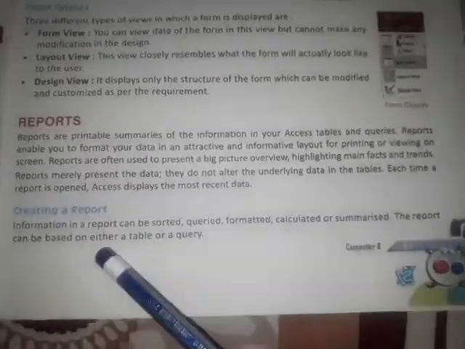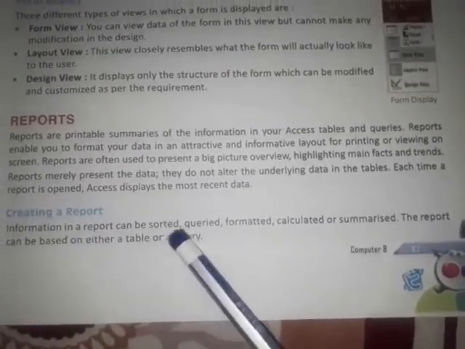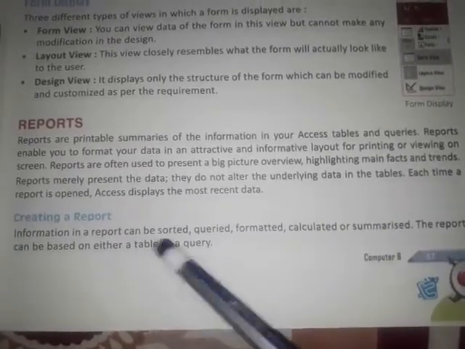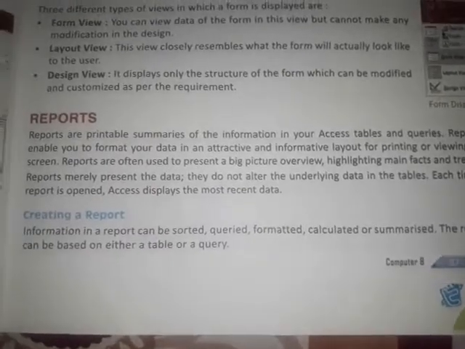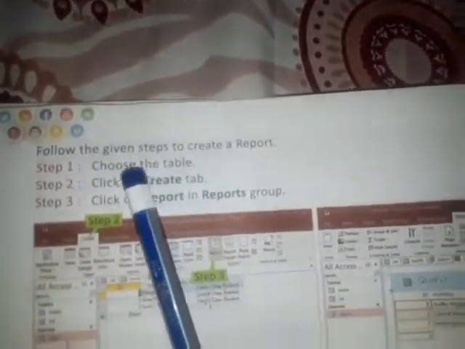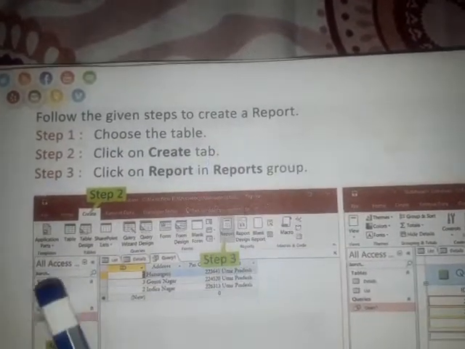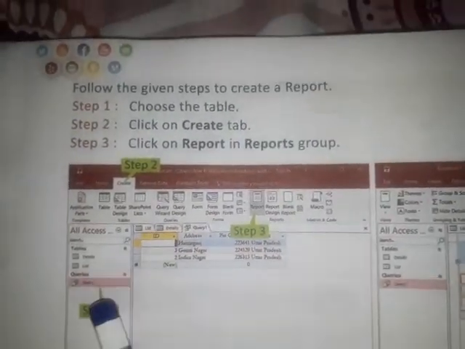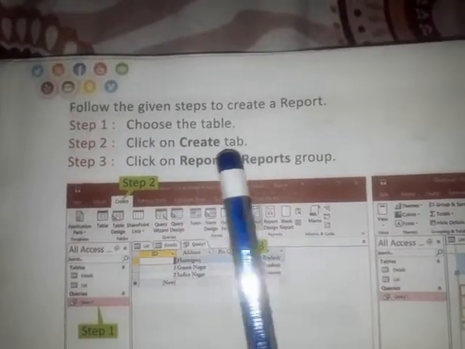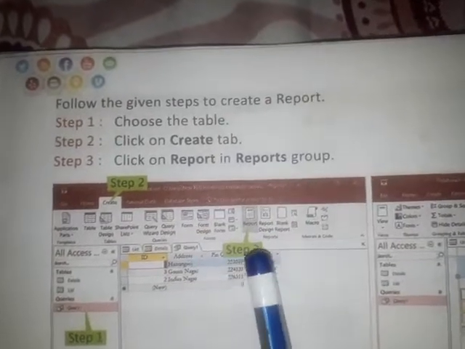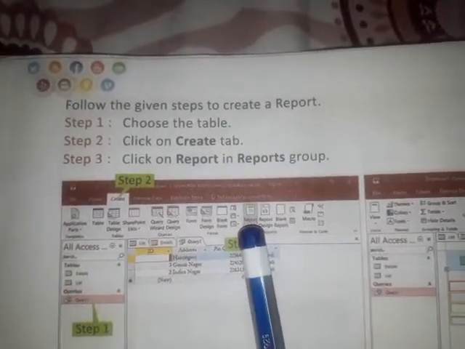Now, how to create a report? Information in a report can be sorted, queried, formatted, calculated, or summarized. The report can be based on either a table or query. You can generate a report with the help of table or with the help of queries. Now, how to generate a report? Follow the given steps to create a report. First, select any one of the tables from here. Then click on create tab, then click on report in report group. So here is the report group, then click on this report in the report group.